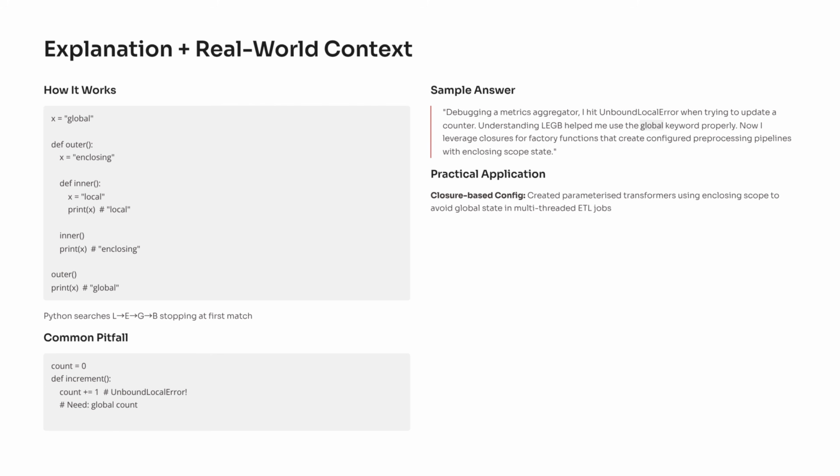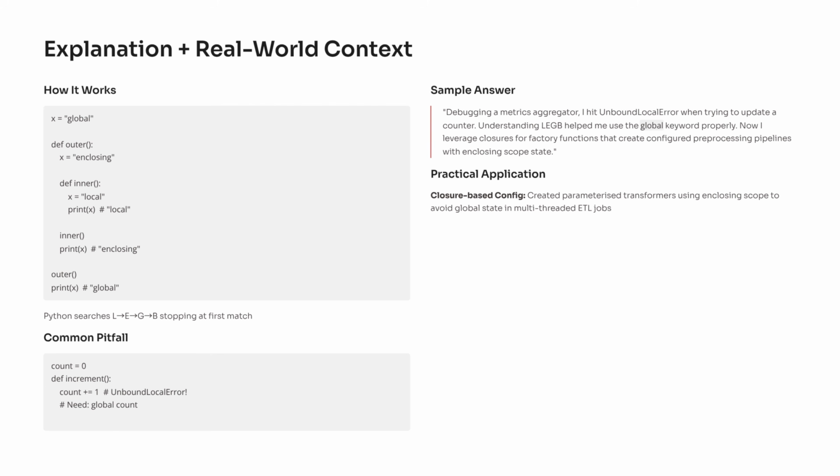Now, here's why this matters in real-world data or ML projects. If you're building a model training pipeline, you might define metrics like accuracy or loss at a global level, then try to update them inside a local training function. If you forget to declare them as global, Python treats them as new local variables, and suddenly your metrics stop updating, or you get an unbound local error.